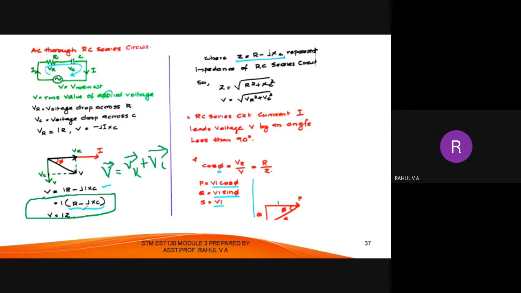Okay, R minus jXC is the impedance part. It is the combined effect of resistance and reactance. So in the case of a resistor and capacitive circuit, R minus jXC is the impedance.